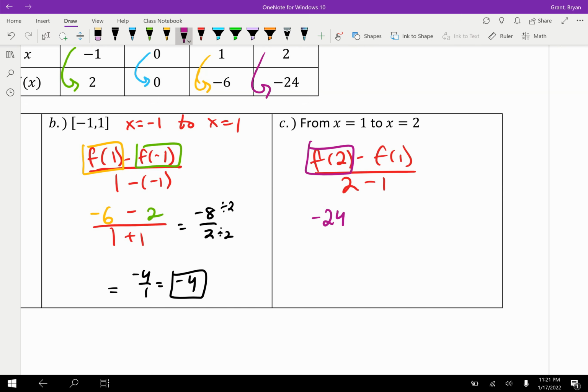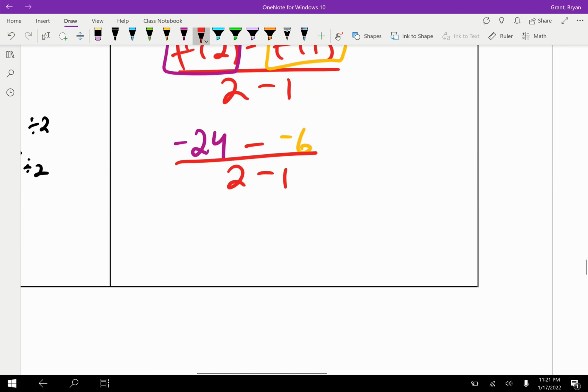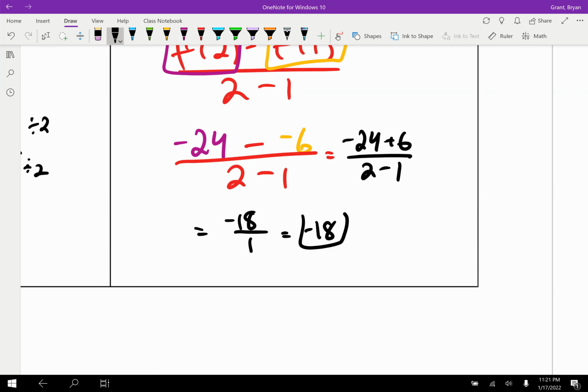Gives me negative 24 minus f of 1, which we did earlier in yellow. That's negative 6. I should be better with parentheses there, but I think you guys can follow along. Divided by 2 minus 1. Okay, cleaning this up a bit, we end up with negative 24 plus 6 over 2 minus 1. That gives us negative 18 over 1, or just negative 18.